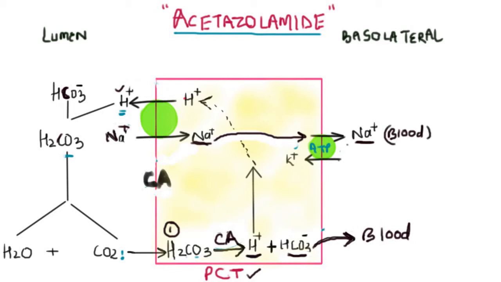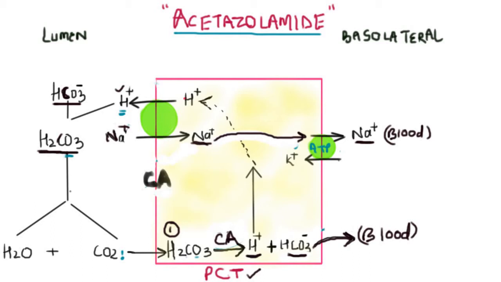So mainly two things, the sodium ion and the bicarbonate ion, are reabsorbed into the circulation, while the H positive ion is thrown out of the cell. Now as the H positive ion is thrown out of the cell into the luminal side, it will bind with the bicarbonate ions and result in the formation of carbonic acid.